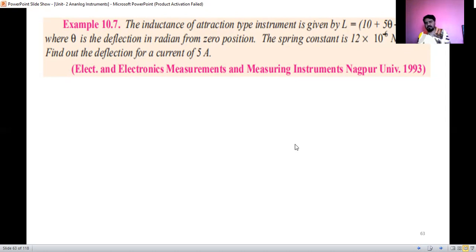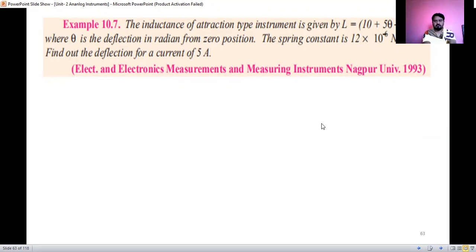Here he has given the current and the spring constant, but you have to calculate theta here. L is also given. Theta you have to calculate. So take this one for homework. All of you solve this problem. I will ask in the next class. Okay, all of you solve this one.